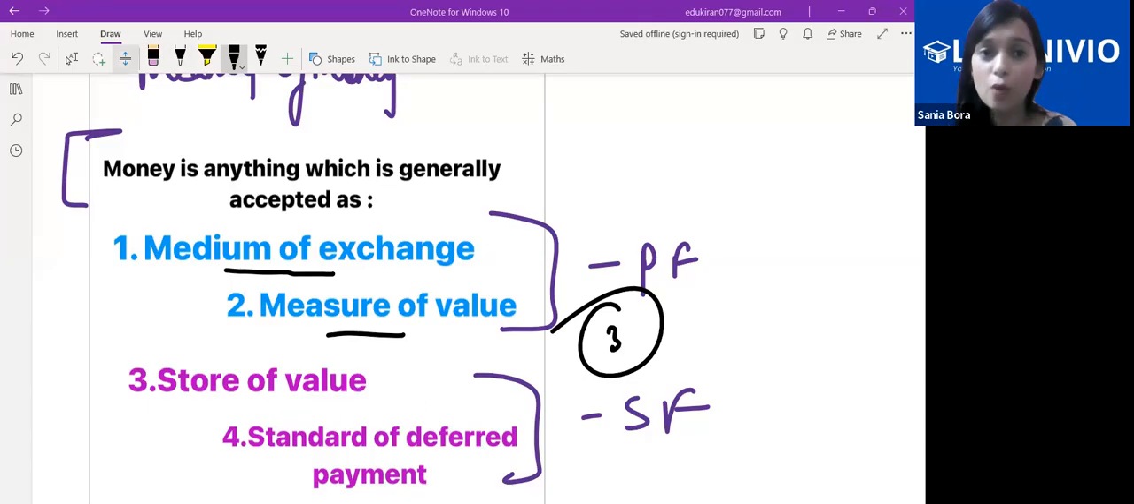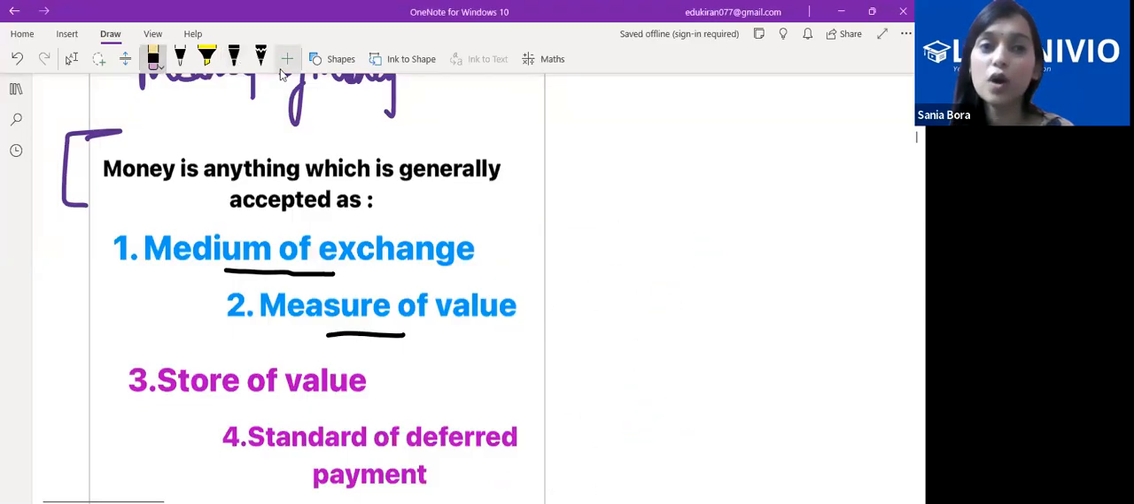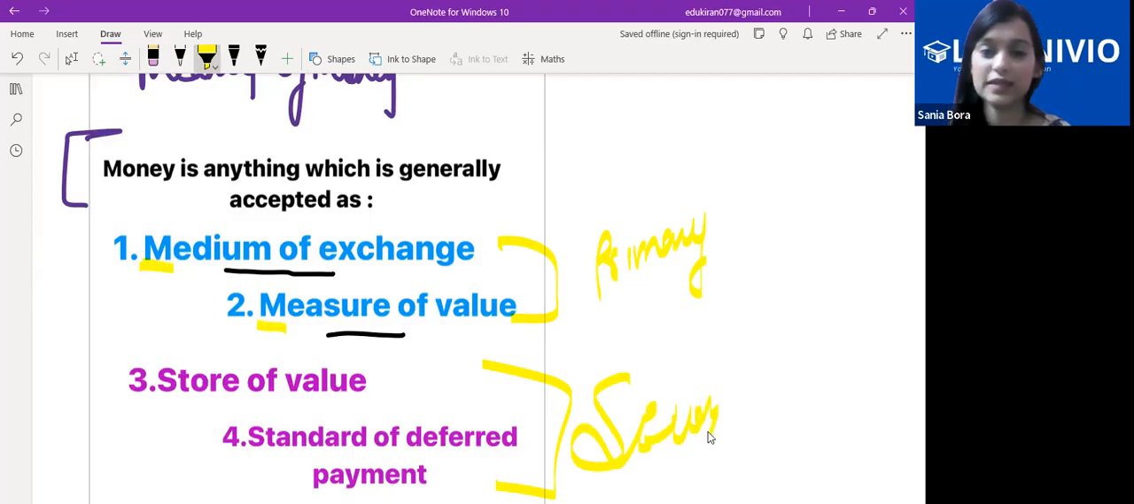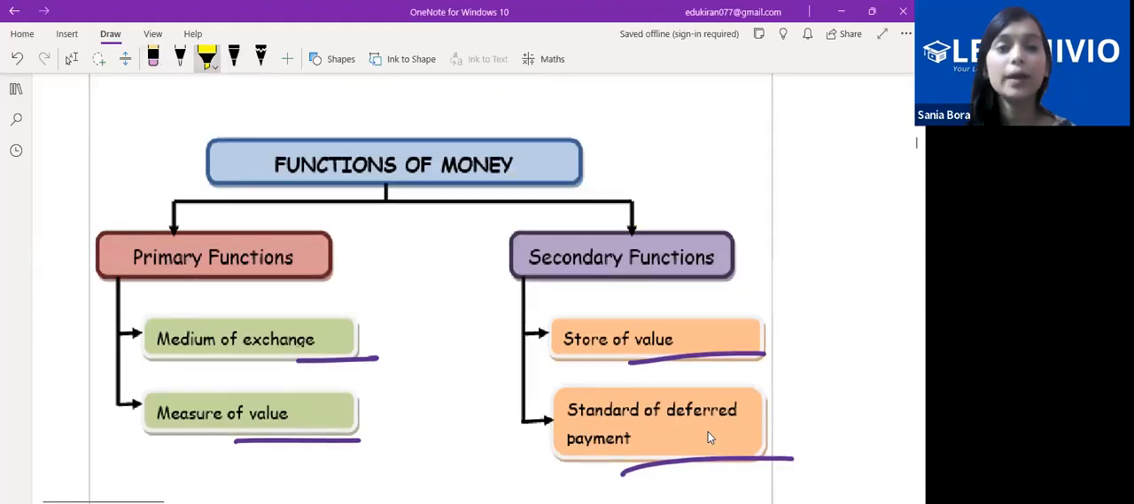Now, ma'am, how? You can see I have written in the PPT itself, these two are in blue color and these are in purple. The reason is, these two, M and M, are the primary functions, and these are the secondary. So if I ask you, Ibrahim, what are the functions of money, you will say, ma'am, there are two functions of money, primary function and secondary function. Primary functions are two, medium of exchange and measure of value. Secondary functions are store of value and standard of deferred payment.